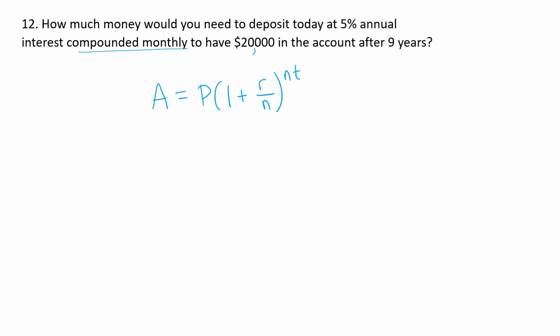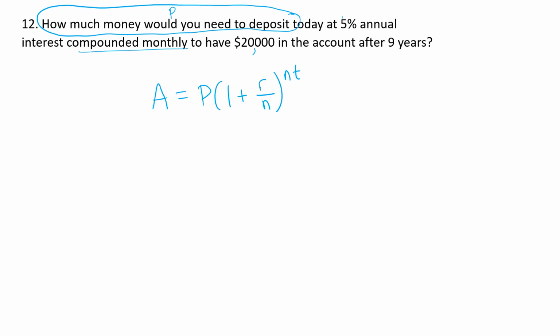Okay, so the question's asking you, how much money would you need to deposit? So what are you going to be solving for? If you said P, you are correct. We are solving for how much principal. How much principal would we need to invest? So we're going to be solving for that.